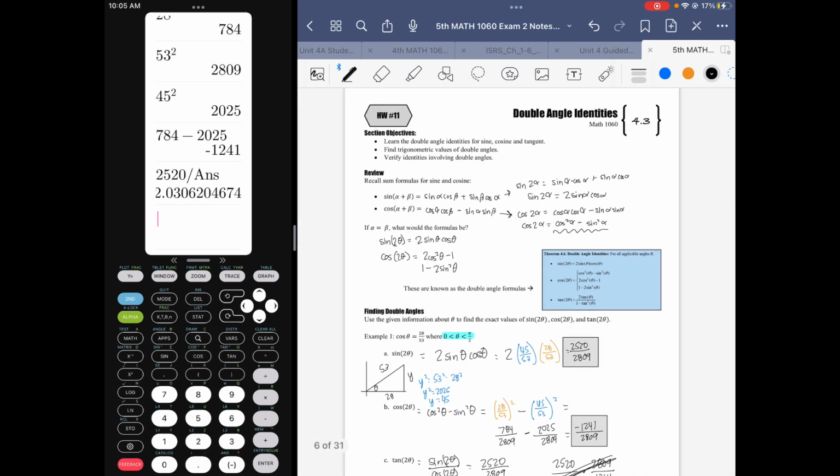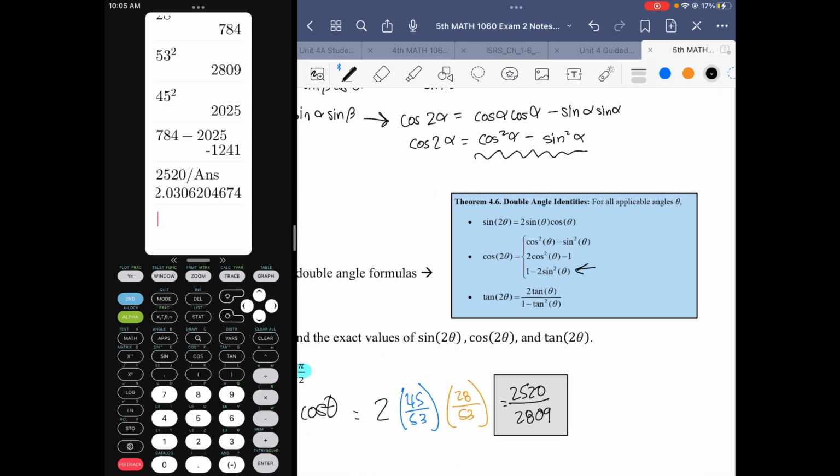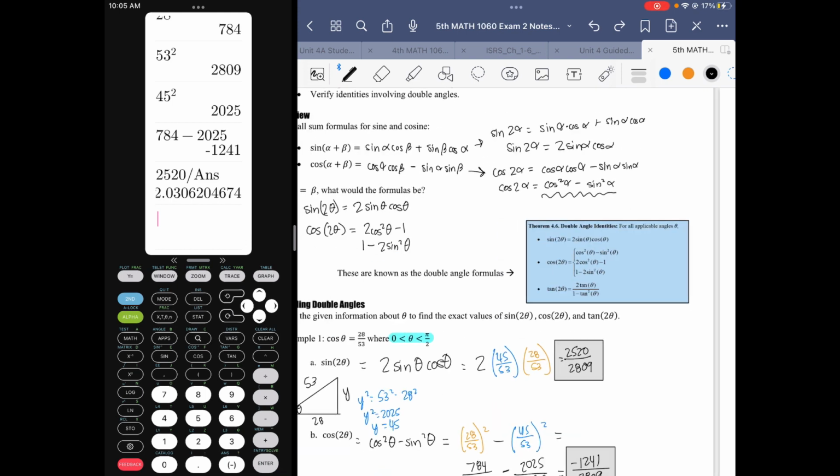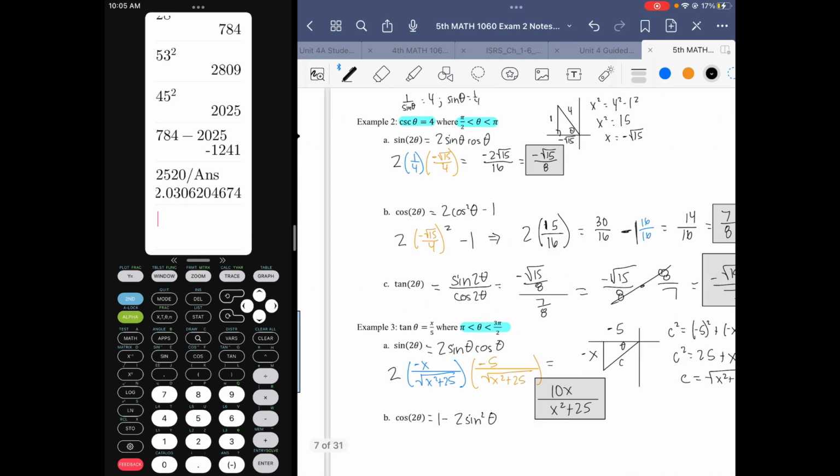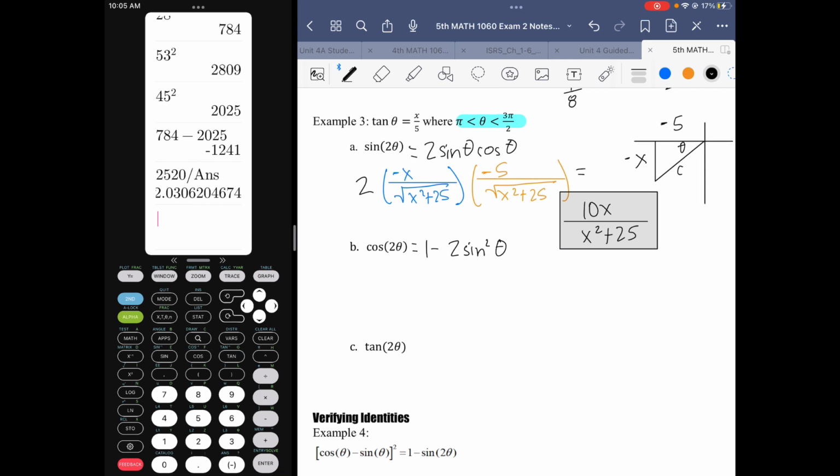Cosine, let's go ahead and use another formula again. Let's use the third one. So 1 minus 2 sine squared of theta, right? So 1 minus 2. Sine we already know. We know that sine is negative x over the square root of x squared plus 25. And we want all of that squared.